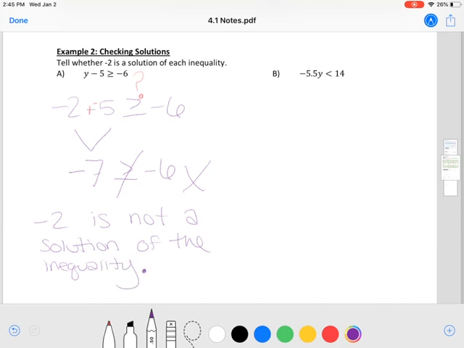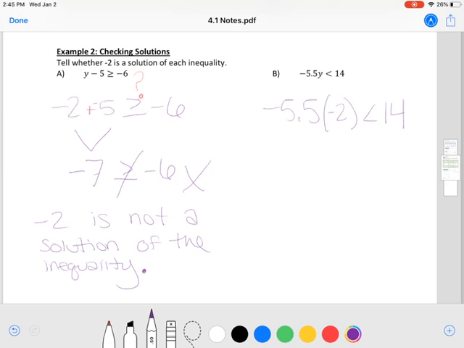All right, I want you guys to go ahead and pause this video on B and see if you want to try B on your own. See if you're feeling pretty confident, and then you can check your work with me. So it says negative 5.5y is less than 14. So first we need to plug in negative 2 for our variable. So we have negative 5.5 times negative 2 is less than 14.